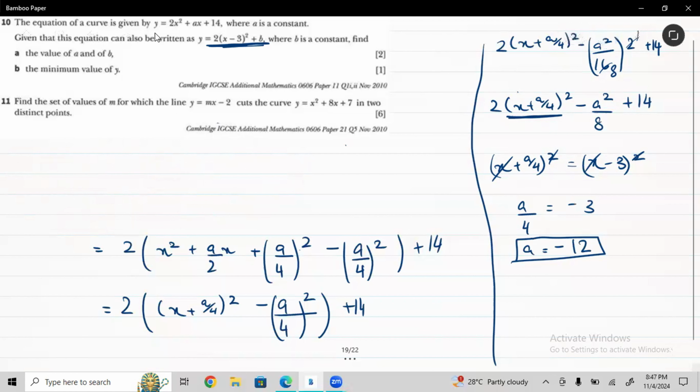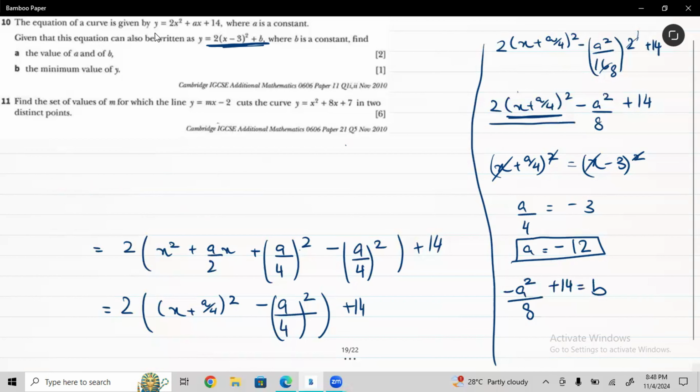Okay, for b, we know that the part after the 2x plus a upon 4 whole squared, that is minus a upon 8 whole squared plus 14, and b are the same thing. Why is that? Because they are constants. a squared upon 8 plus 14 does not have a coefficient of x or x squared. Same with b. It's not the coefficient of anything. It's a constant. So we compare the constant value. So we say that minus a squared upon 8 plus 14 is equal to b.